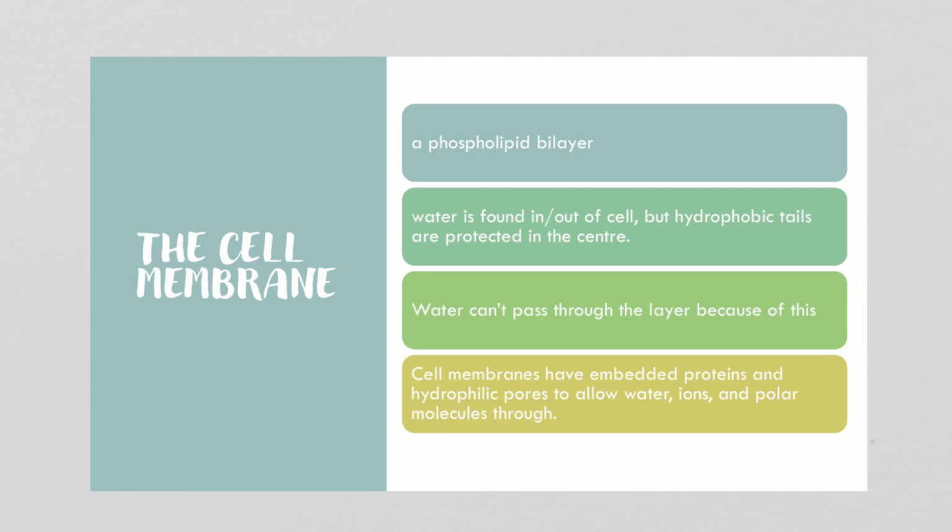So the cell membrane, like I said, is a phospholipid bilayer. We can find water on either side of the cell, but the hydrophobic tails are protected in the center. Water can't just pass through the layer because of this. It has to pass through special water pores. Cell membranes have embedded proteins and hydrophilic pores to let the water, the ions, and other polar molecules through, which is why the membrane is selectively permeable.